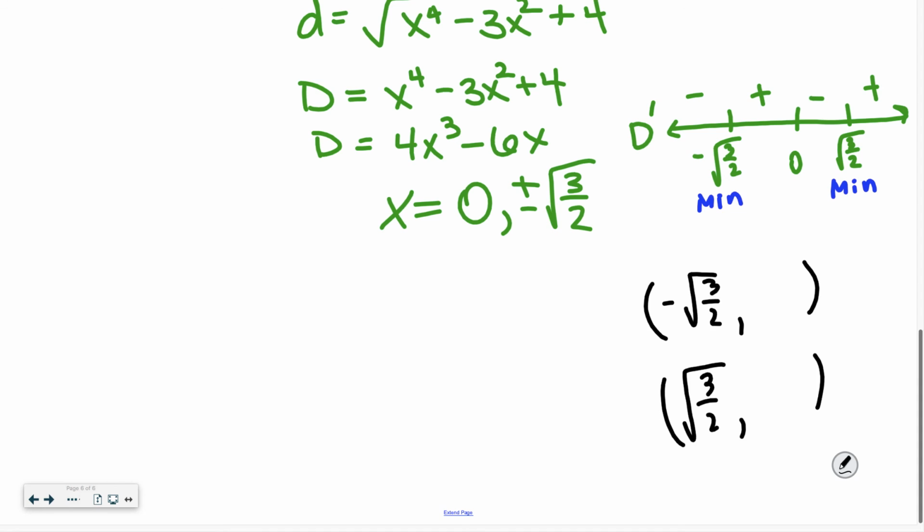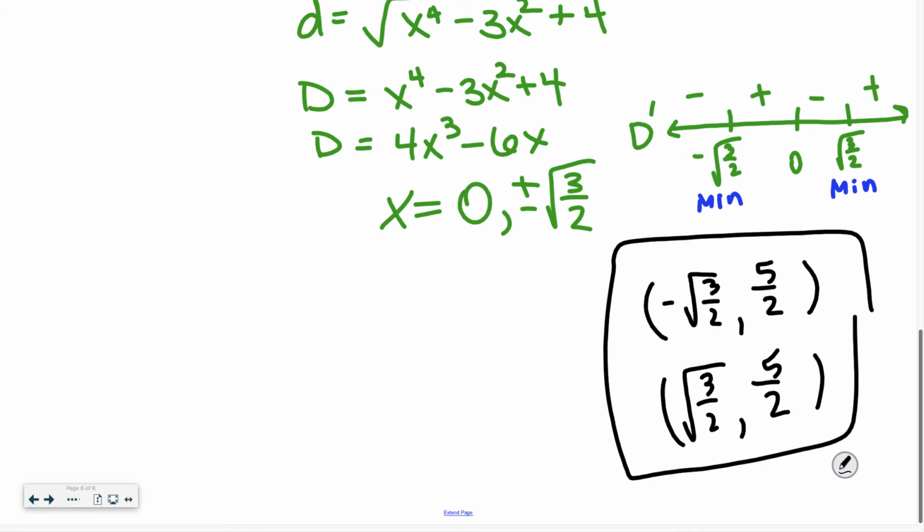How do I figure out what the y coordinate is? Go back to the secondary equation. The secondary equation is there for you to find the second variable. We have 4 minus x squared. If we plug in positive or negative radical 3/2, what do we get for y? 5/2? So there are our two coordinates that are the closest. Yay!